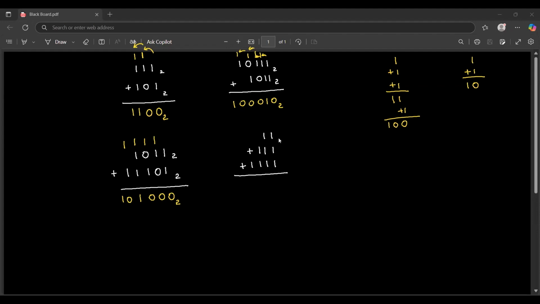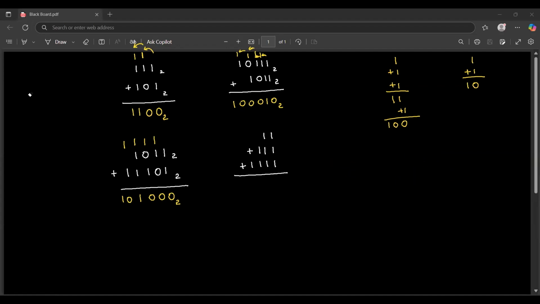You can either break it into two sets and do 1 1 plus 1 1 1 first. You'll find the answer here. Then you will write the answer, and then add it with 1 1 1 1, and you will get the final answer. You can do it like that, or you can do it directly. We'll do it in both methods.